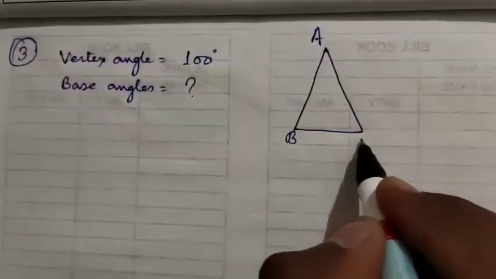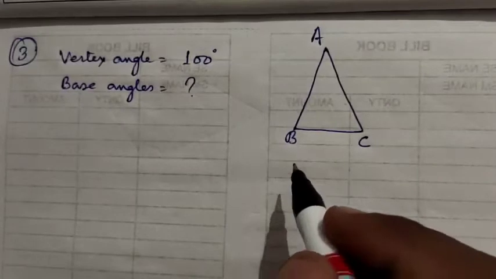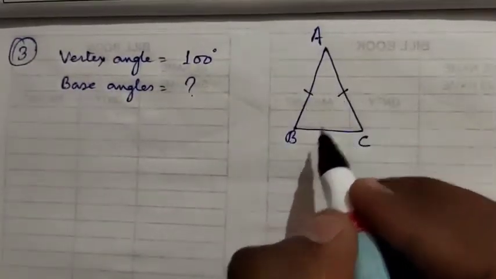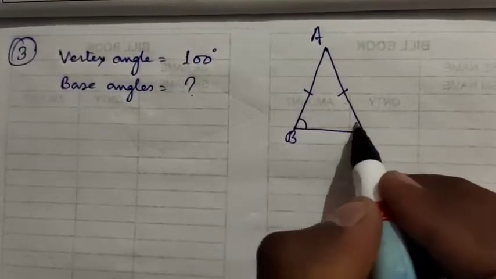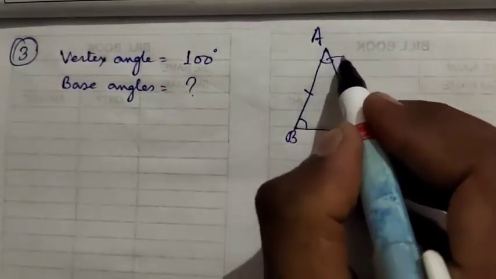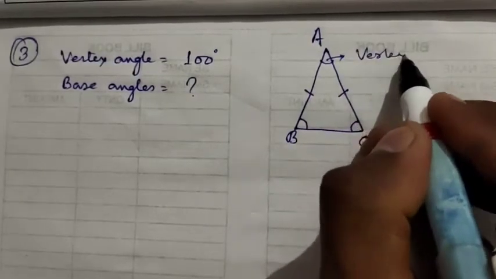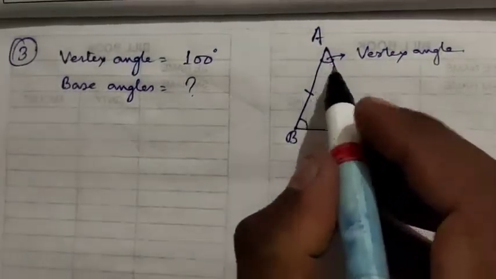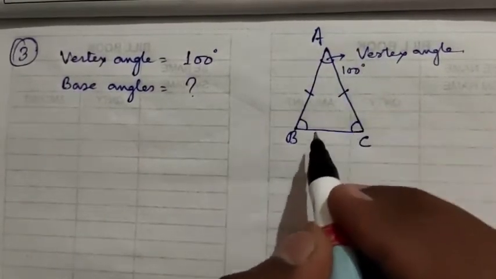Let us draw a figure of isosceles triangle. Rename it A, B and C. This is an isosceles triangle. We know that there are two base angles. Since these two sides are equal, therefore angle B and angle C will be called base angles and angle A will be called vertex angle. Now the value of angle A is given 100 degree.